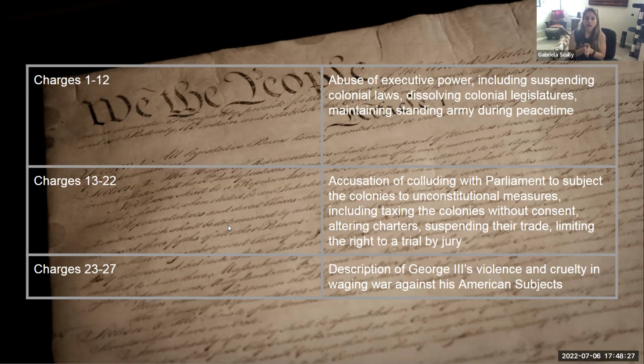And you limited our right to trial by jury. Parliament passed all these things too, and they're complicit in it. So we can't just protest the monarchy, we're protesting Parliament as well. And the last bunch of charges are basically like, and you started a war with us. You are violent and you are cruel and you wage war against the American subjects. So that's the third of the 5 chunks of the Declaration of Independence.